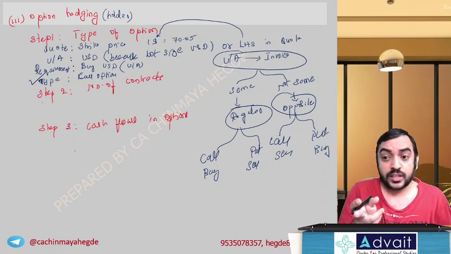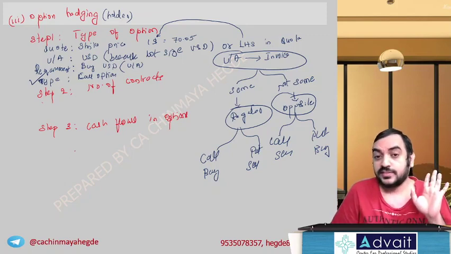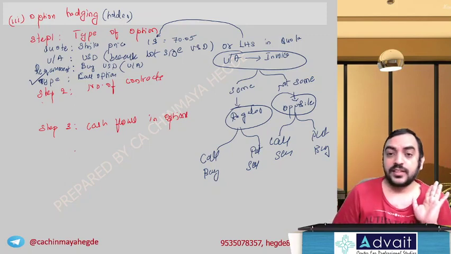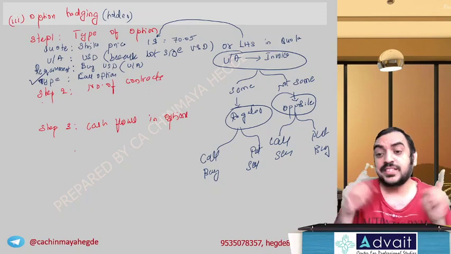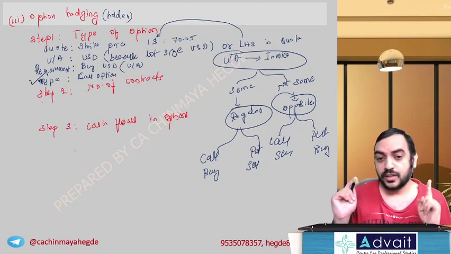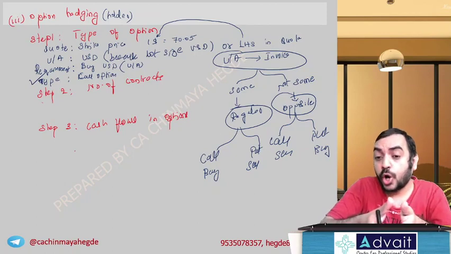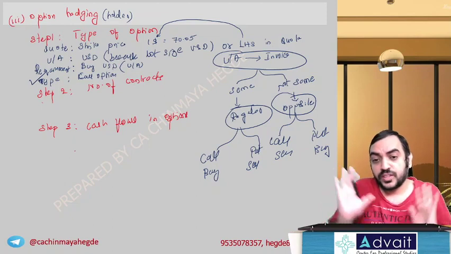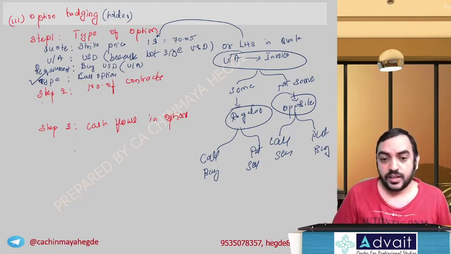Either remember the shortcut or remember the regular method. Don't remember both initially. Don't mix the concepts. Either we only think from the invoice amount point of view, or we only think from the underlying asset point of view. Stick to one. I'm sure you get the answers. I'll give you one minute. Tell me if you have any doubts.